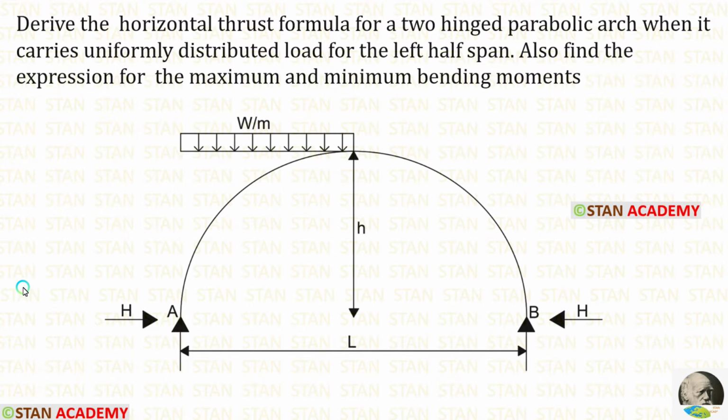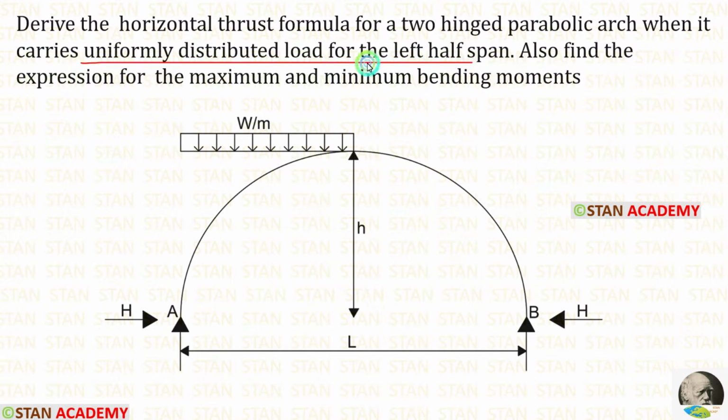Hello everyone. Today we are going to derive a formula for the horizontal thrust of a two-hinged parabolic arch. Let us read the question one time. Derive the horizontal thrust formula for a two-hinged parabolic arch when it carries uniformly distributed load for the left half span. Also, find the expression for the maximum and minimum bending moments.